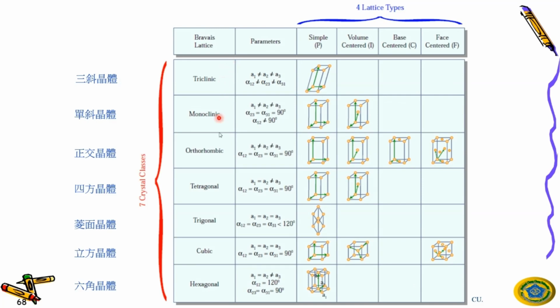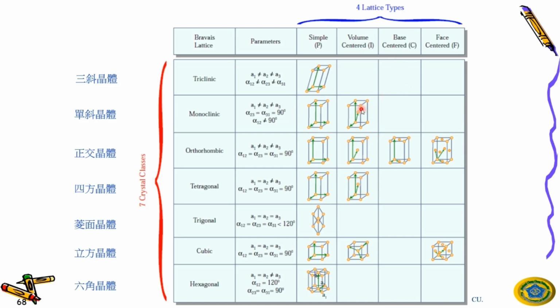As you know, there are 7 crystal classes, and if you put the atoms in the 8 corners, this is called a simple cube structure. So if you put the atoms in this, there are 1, 2, 3, 4, 5, 6, 7. And for the volume centered, you can also call it body centered. You put another one in the center.